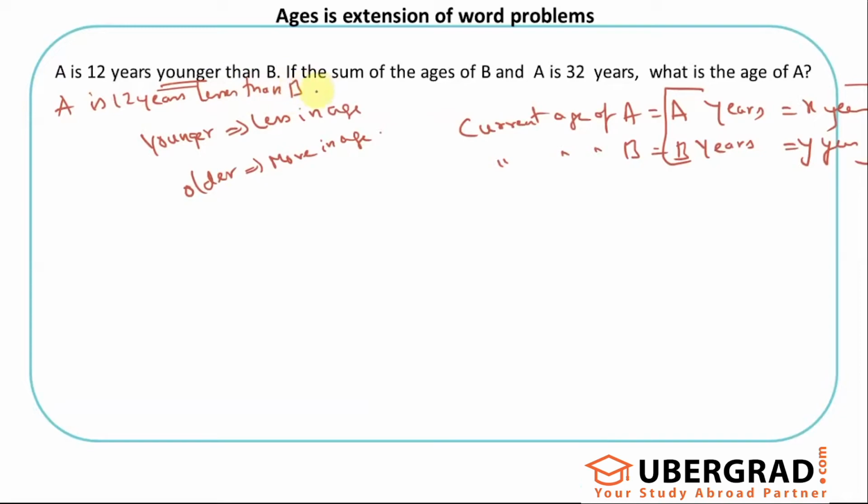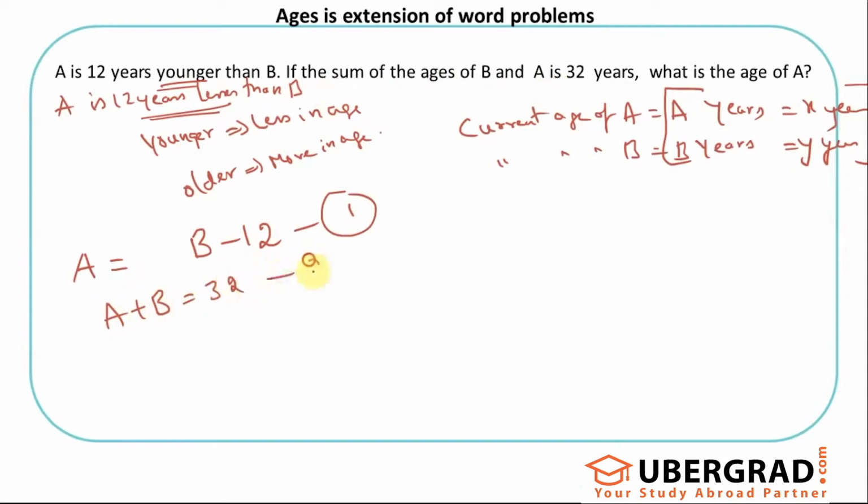So A is 12 years younger than B basically means A is 12 years lesser than B. If you have seen our earlier video on word problems, you'll see how we convert this clue into a simple statement like this: A is equal to 12 years less than B, so I do minus 12 from B, so it should come as B minus 12. And this is what this clue says. One equation. Sum of ages of B and A is 32 years, so that basically means A plus B is 32 years. That is my second equation.